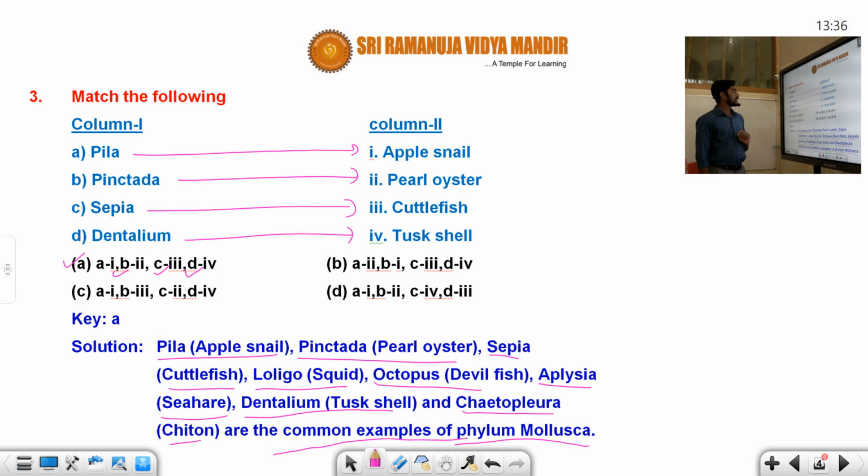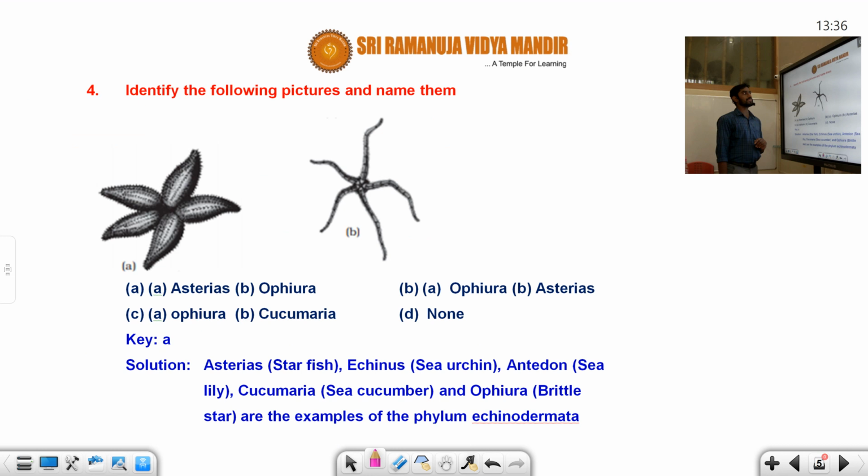The other one is the fourth question. This is a very easy question. Identify the following pictures and name them. The first one is Asterias, and the second, option B, is Ophiura. Asterias and Ophiura are common examples for the phylum Echinodermata. The remaining examples you can also find here: Echinus, Cucumaria, Antedon.